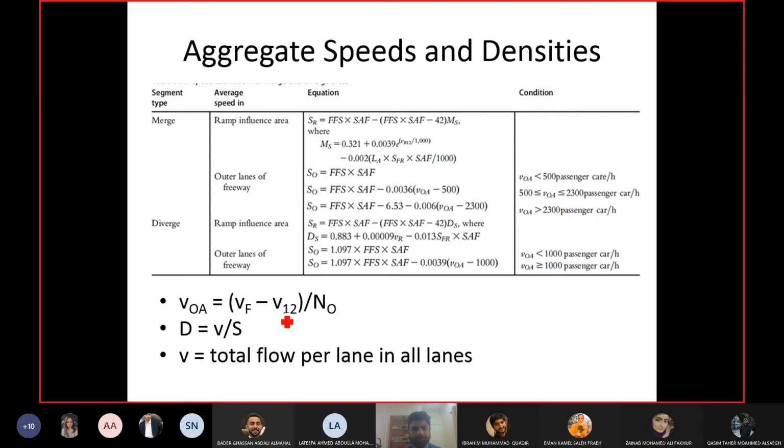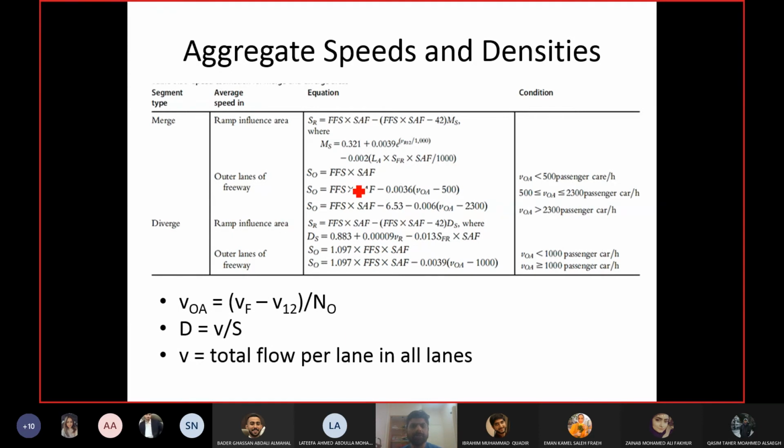So VF minus V12. V12 is the two adjacent lanes. VF means the total flow of the freeway divided by NO. NO is the number of outer lanes. So outer lanes means what? Outer lanes is whatever additional lanes you have more than two.